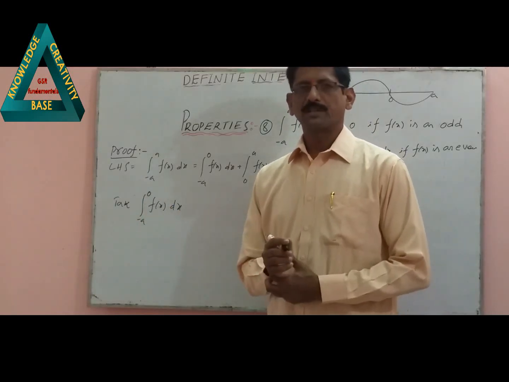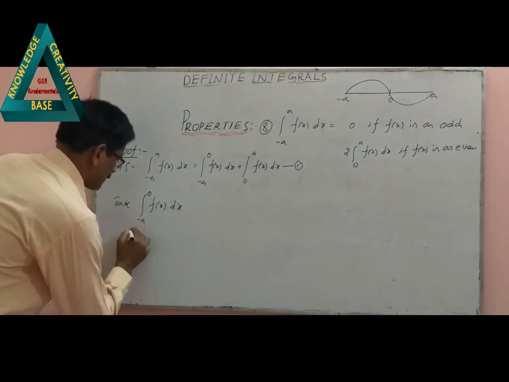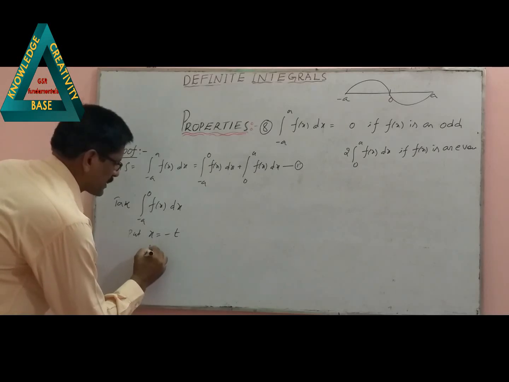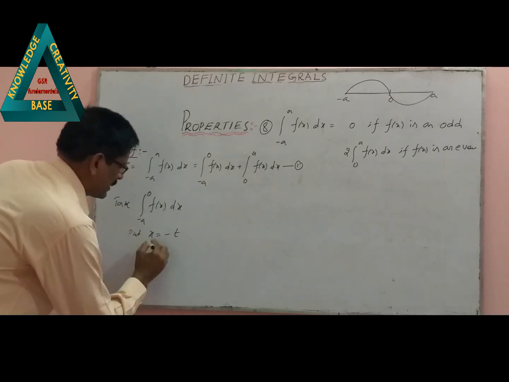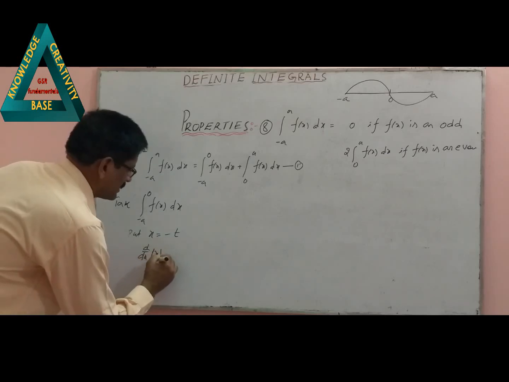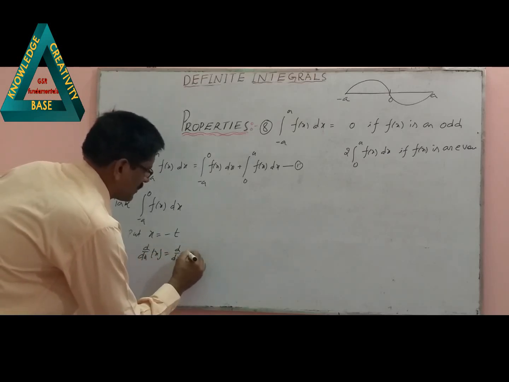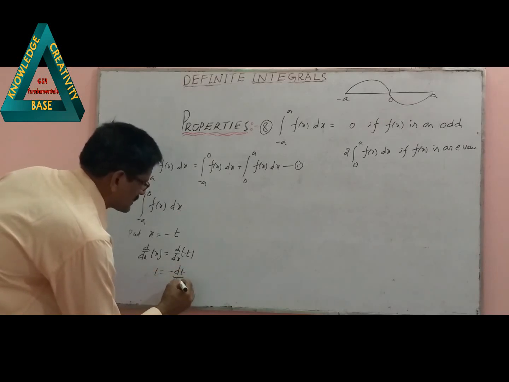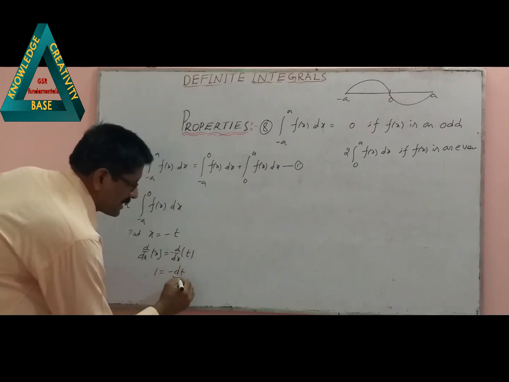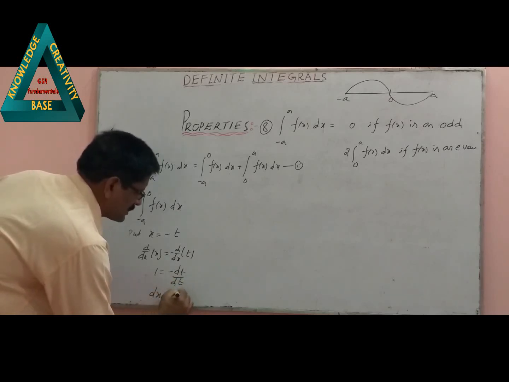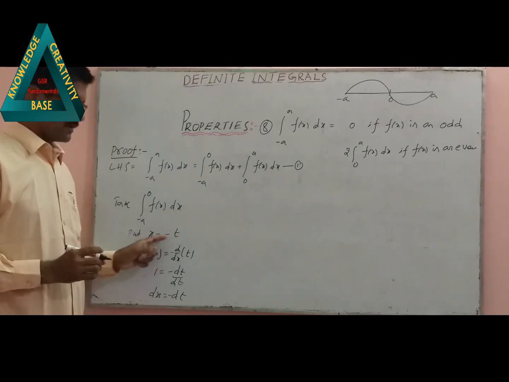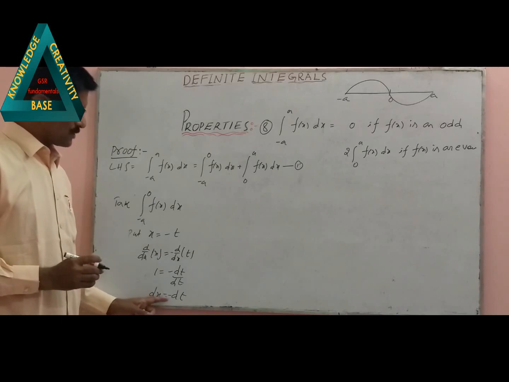So by using the substitution method. Okay. So put x is equal to minus t. Differentiating on both sides with respect to x, that means d by dx of x is equal to d by dx of minus t. That gives 1 is equal to minus dt by dx. By cross multiplication, dx is equal to minus dt. What is the substitution? x is equal to minus t. Differentiating on both sides with respect to x, dx is equal to minus dt.